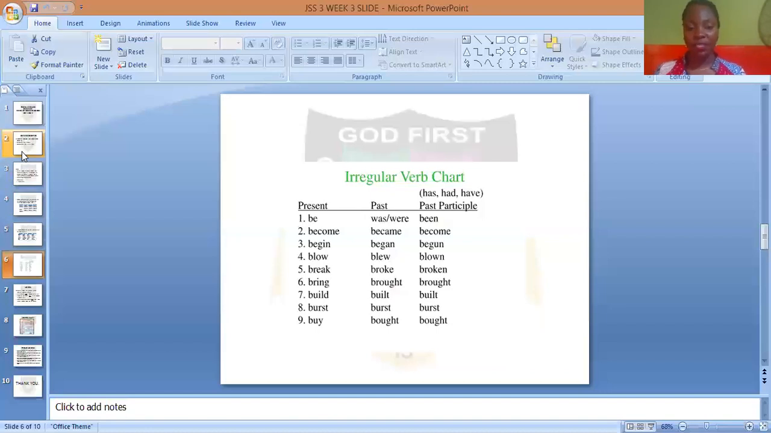Blow, the past tense is blew, and the past participle is blown. Break, the past tense of break is broke, and the past participle is broken. Bring, the past tense of bring is brought, and the past participle is still brought. Build, the past tense of build is built, and the past participle is built. Burst, the past tense of burst is burst, and the past participle is also burst. Buy, the past tense of buy is bought, the past participle is also bought.